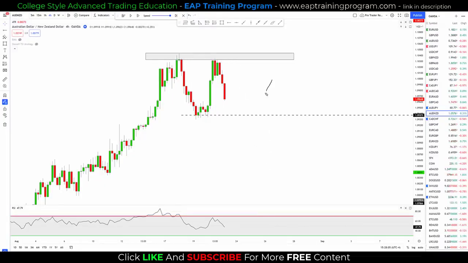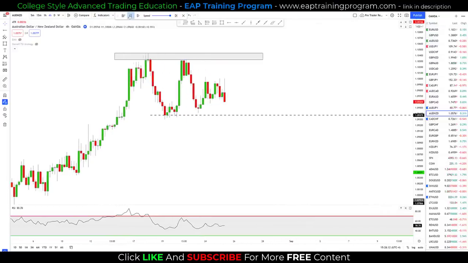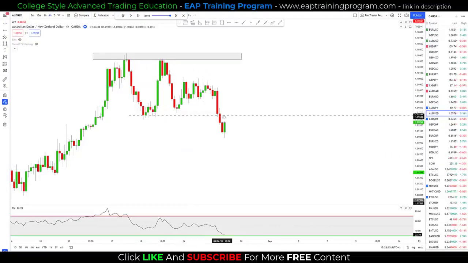Now we need our entry, stops, and targets because all of our conditions are now met. The entry being a break below our line here and a close below that line. Right here, we have that break and close.